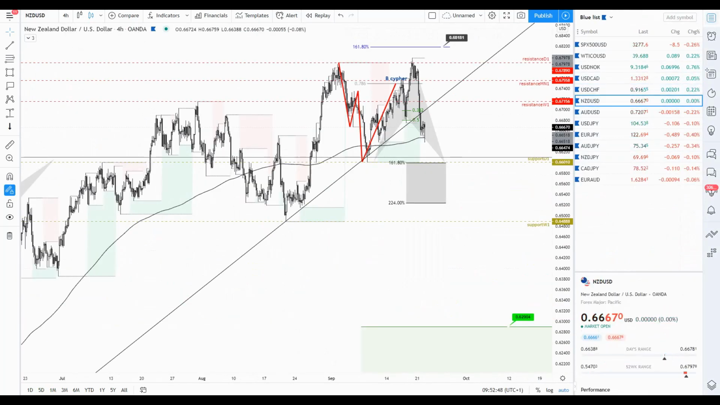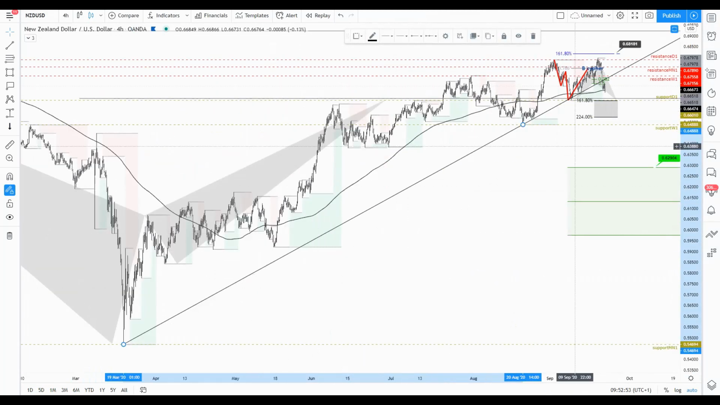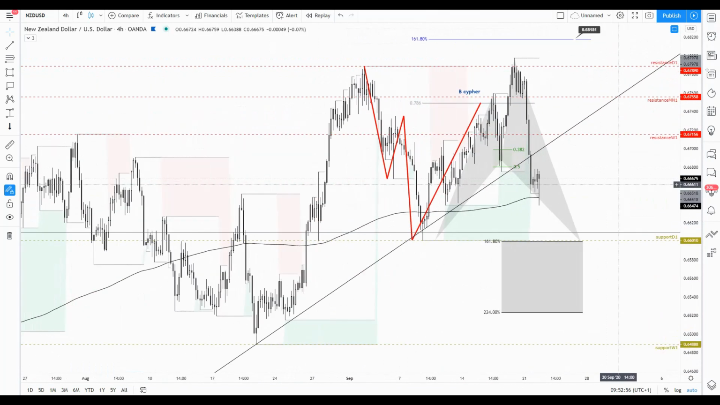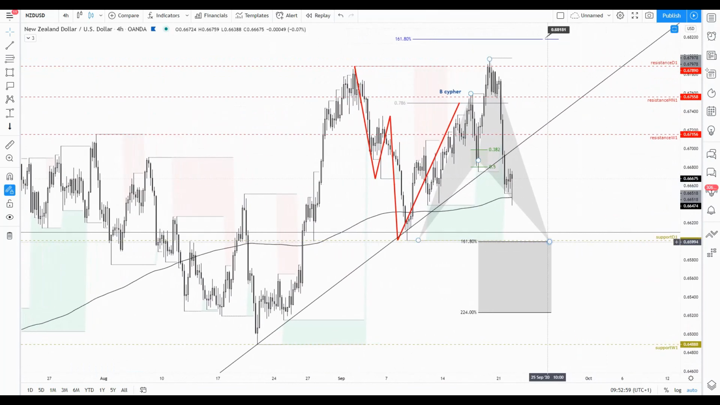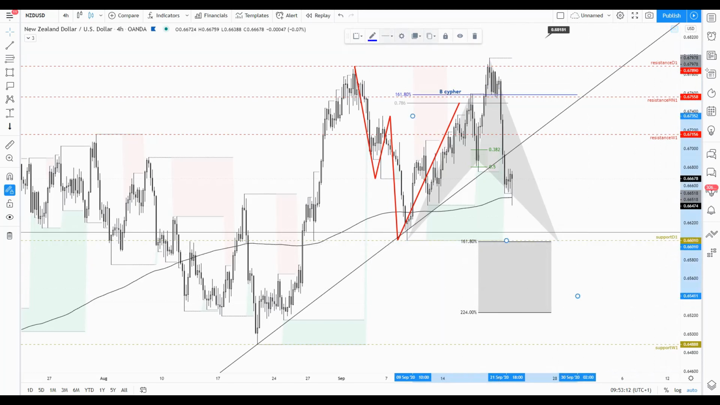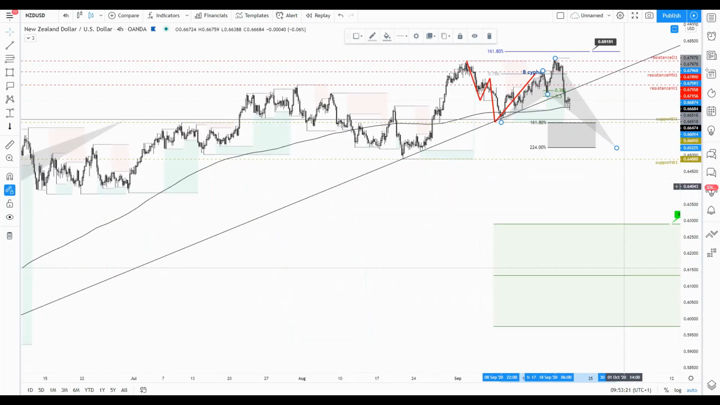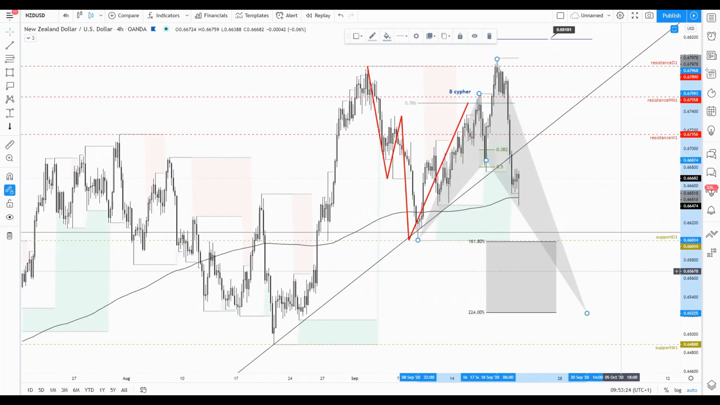The Kiwi: I shared yesterday the Kiwi threatening this major trend line support. We are now trading below that trend line support, and we already have a pattern projected at the daily fractal support. So we have a bullish shark pattern projected at the daily fractal, which can extend to the 224% Fibonacci extension. So let's not ignore that possibility, and the eventual retest of the weekly fractal support.